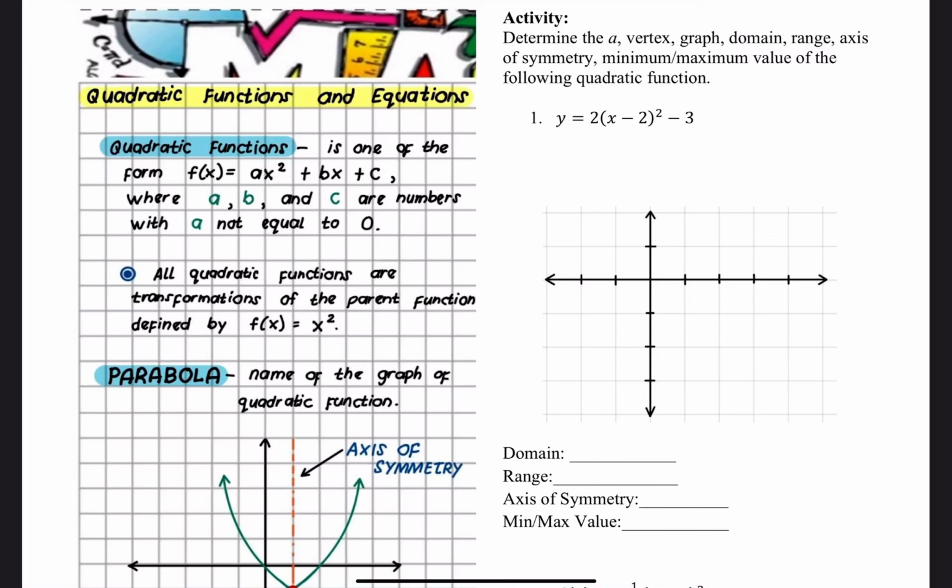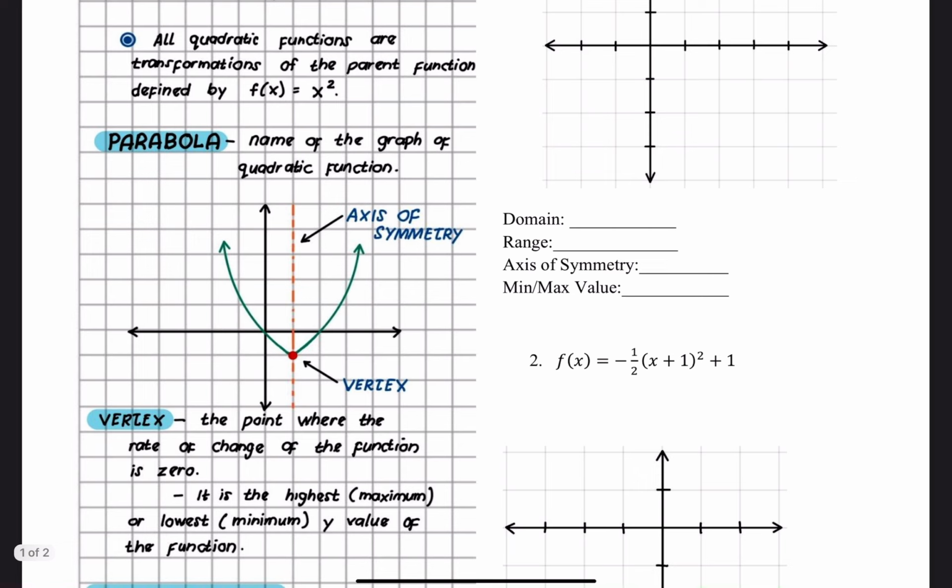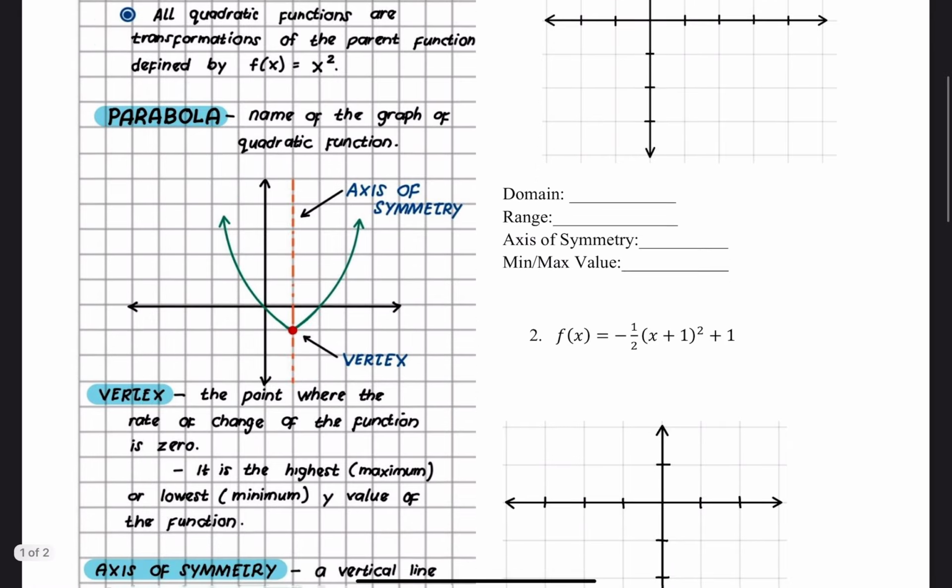Hi guys, our topic for today is the continuation of the discussion of quadratic functions and equations. Last time we discussed quadratic functions and determining the vertex, the graph, the domain, the range, axis of symmetry, and the minimum and maximum value of the quadratic function. We also discussed the parabola, which is the name of the graph of a quadratic function.